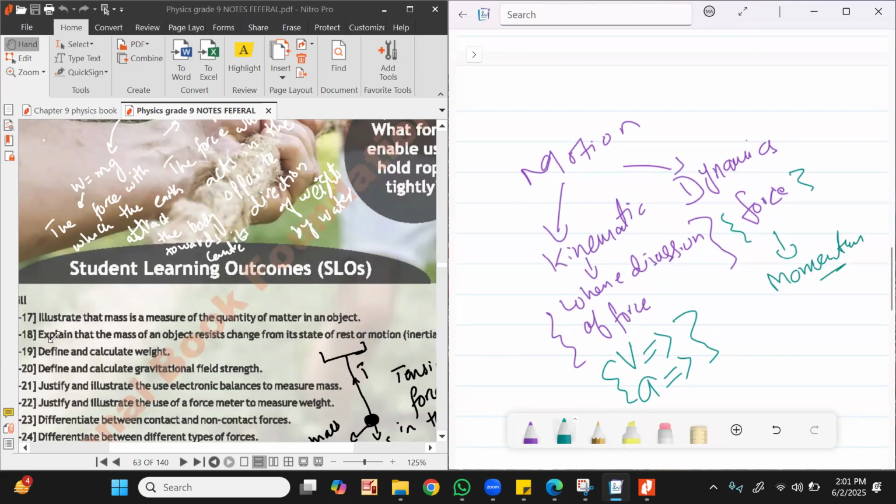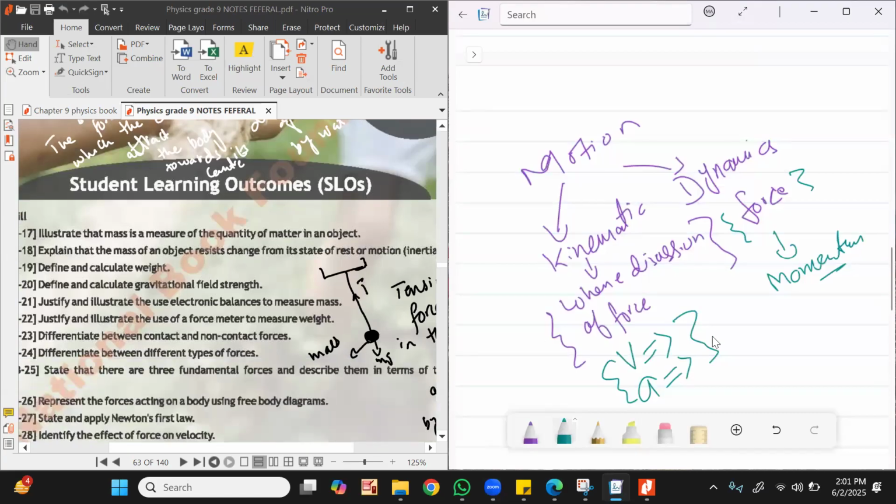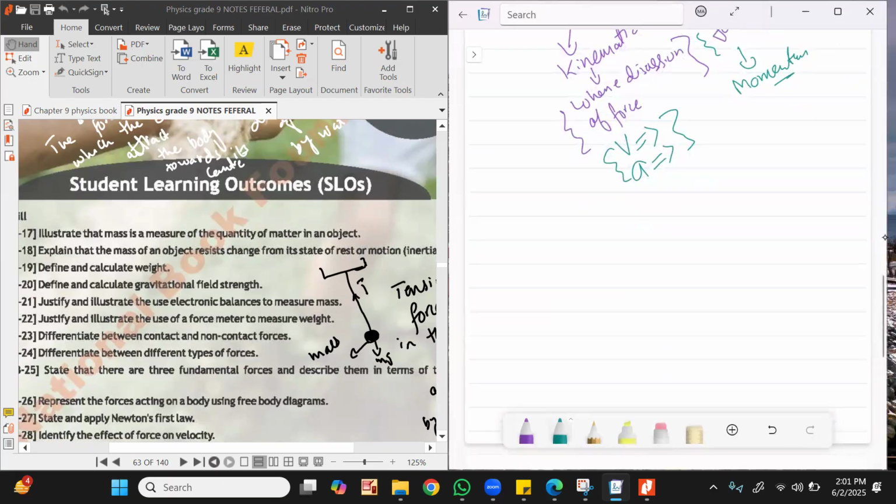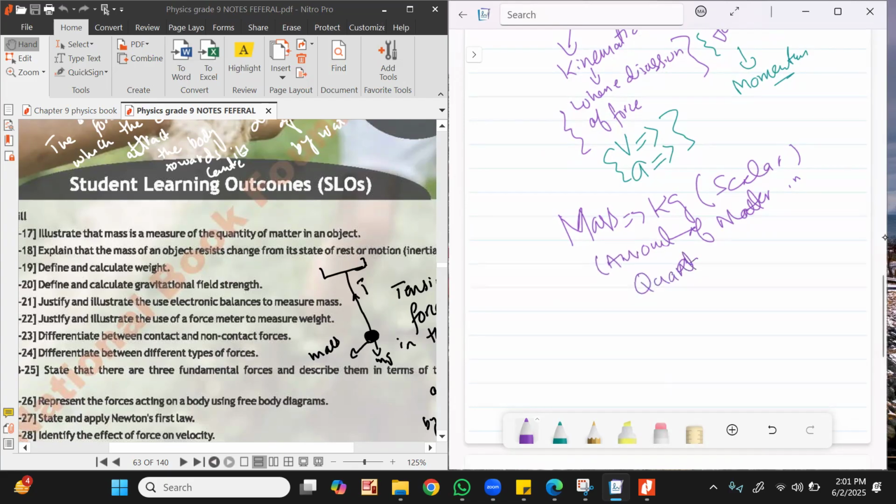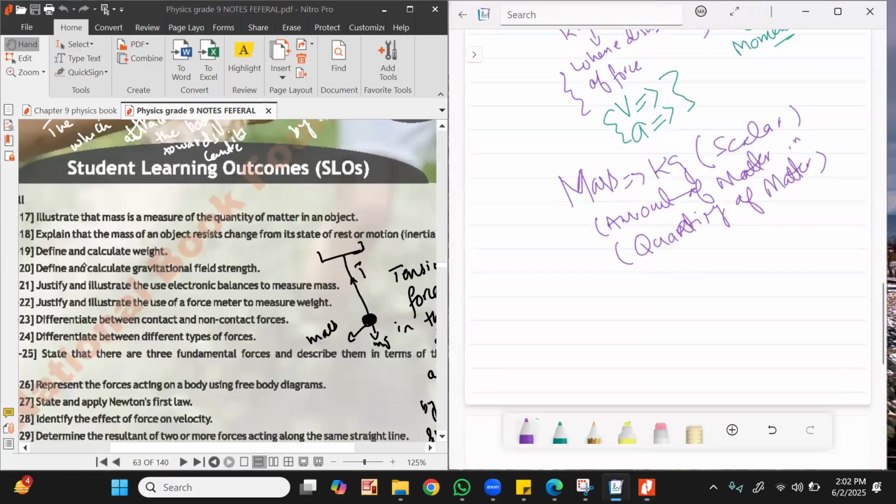So first, what has been stated in the chapter? Let's state that mass is a measure of the quantity of matter in an object. We know that. And what is the unit of mass? The unit of mass is kilograms, and it's a scalar quantity. And how do we define it? The amount of matter in a substance, or quantity of matter.